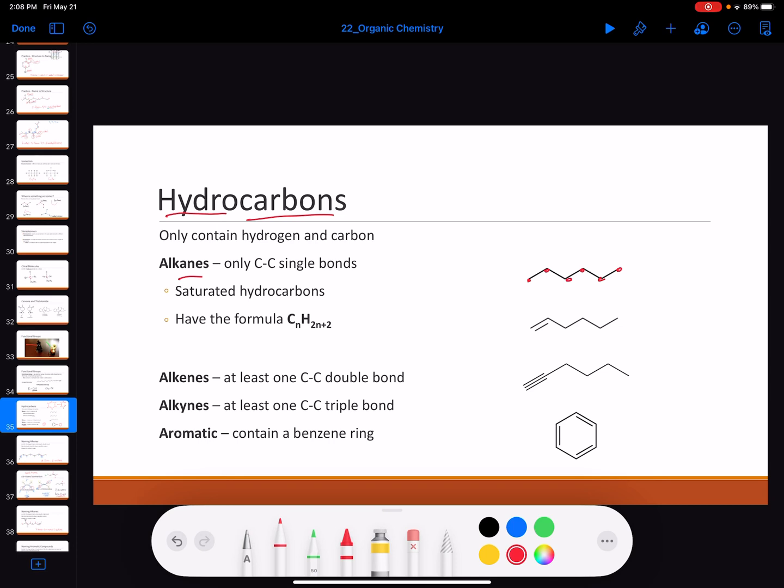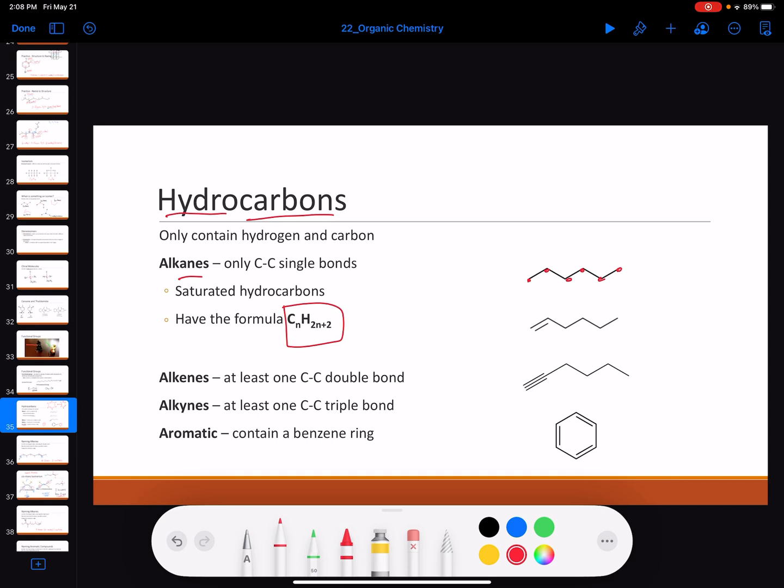They also will always have the formula CnH2n+2. Okay, it's pretty simple. That's simply because each carbon is going to have two hydrogens attached, and then you have to have two hydrogens on the end to kind of cap things off.